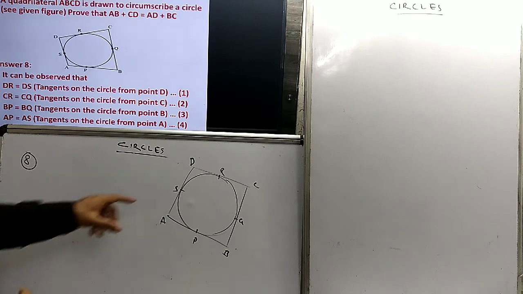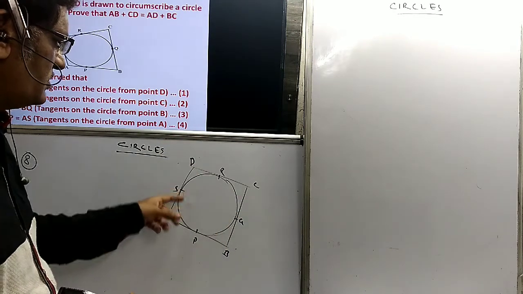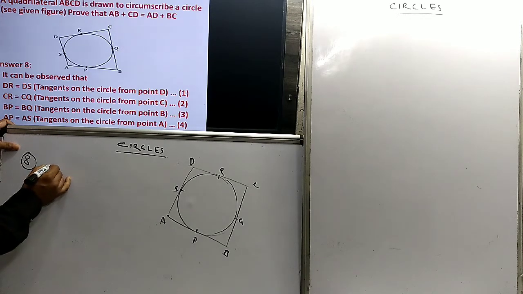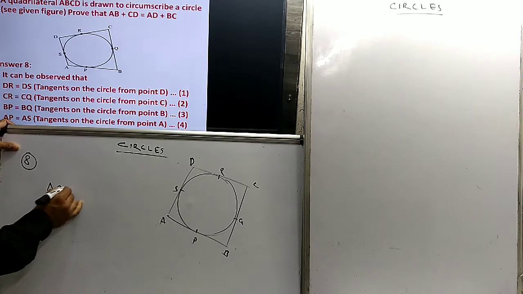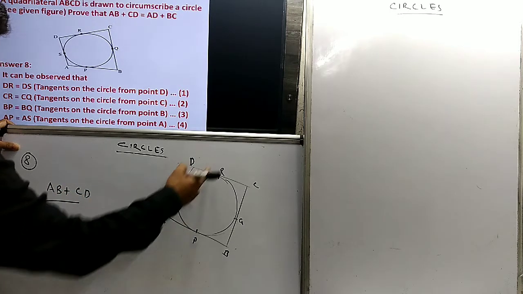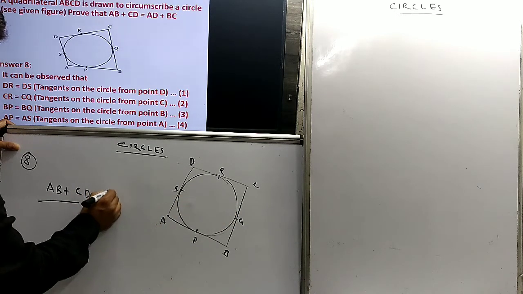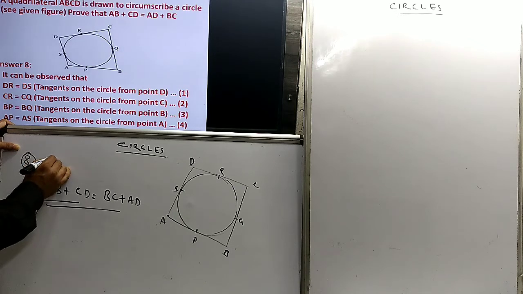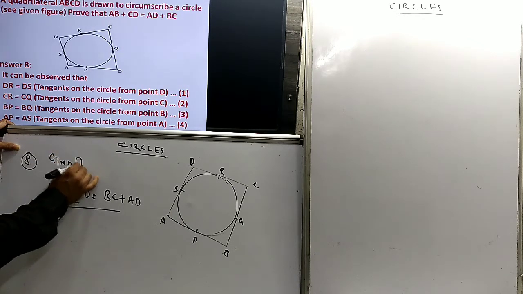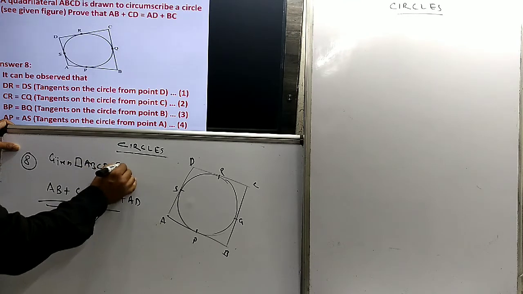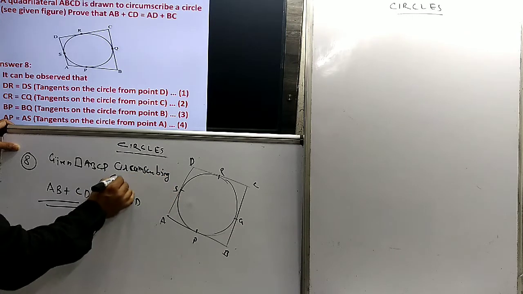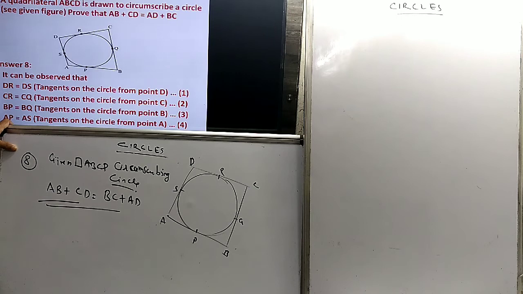Another thing that is given: the quadrilateral circumscribes the circle. To prove that AB plus CD, the sum of this pair of opposite sides, is equal to the sum of the other pair of opposite sides, BC plus AD. Given that quadrilateral ABCD circumscribes the circle, the sides intersect the circle at distinct points.